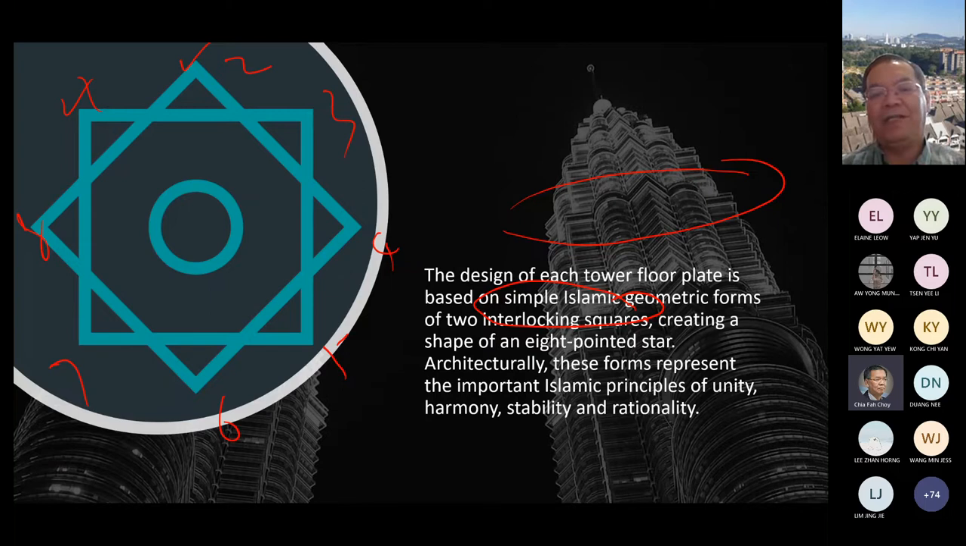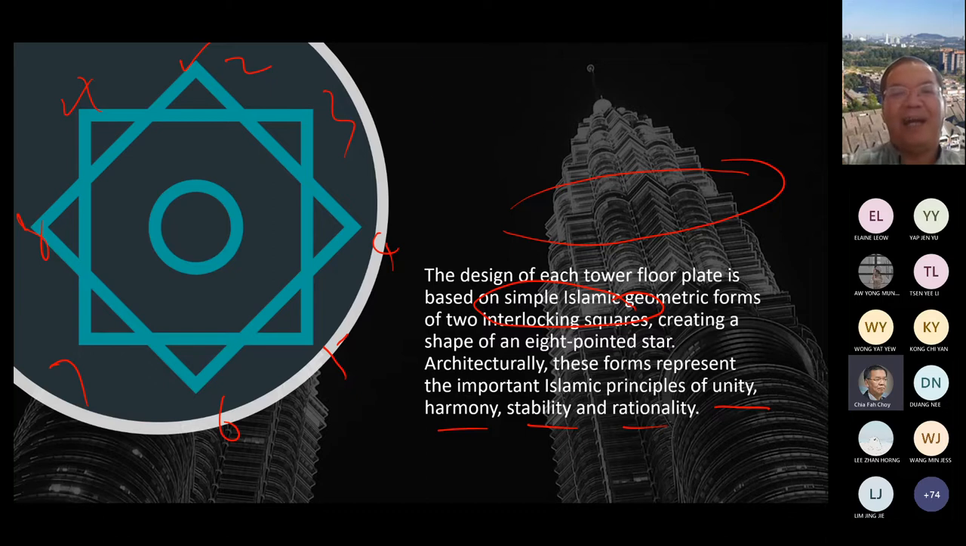And this eight-pointed star shape is actually an Islamic geometry, which represents the Islamic principle of unity, harmony, stability, and rationality. So initially, that was the plan.